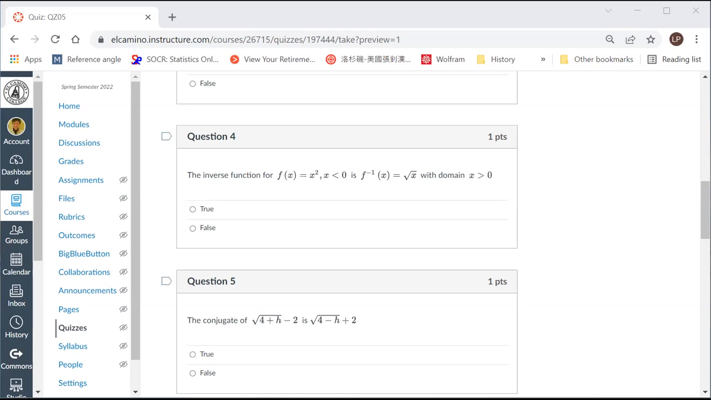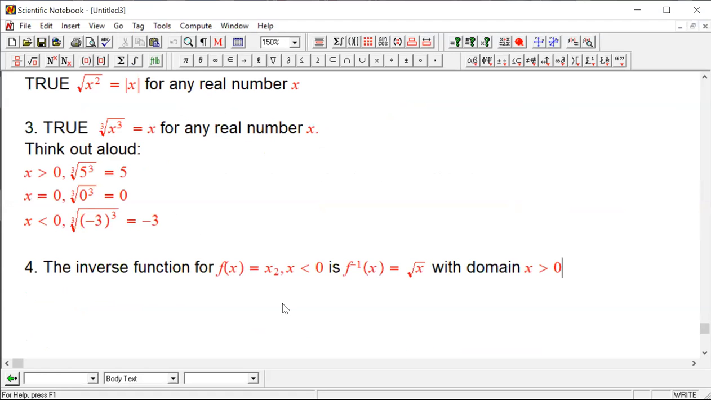Let's go back. Okay, so that's the question. Is it true or false? It was asking, is it true or false? Okay. Now, is it true or false?